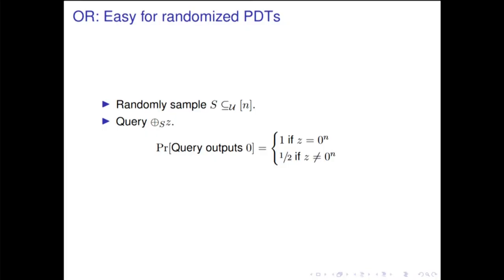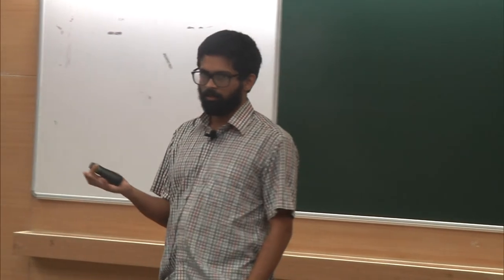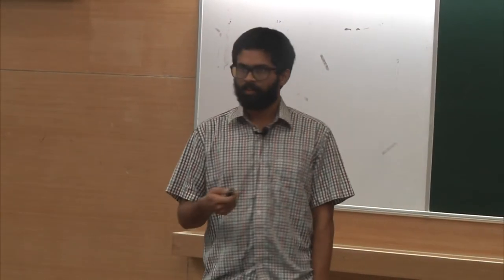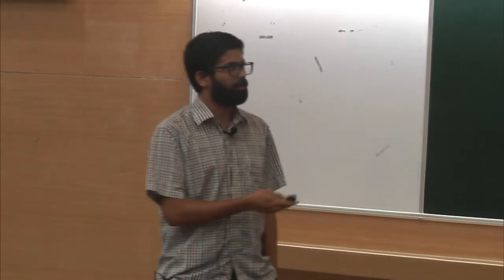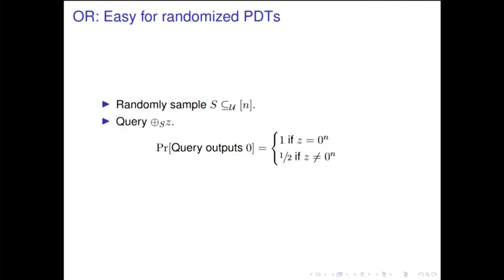But if you look at randomized PDTs, OR is really easy to compute, in fact, in a constant number of bits. So you randomly sample a subset, and you find out the parity on that subset. If your string is the all zero string, you're going to get the output as 0. If your string was not the all zero string, it's easy to see that you'll get the output 1 with probability half.